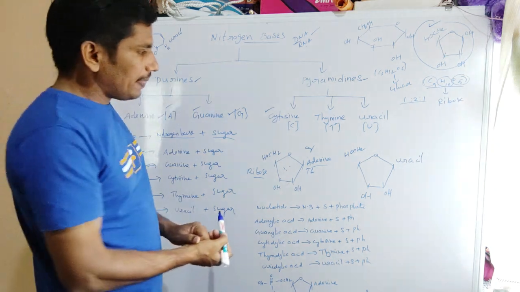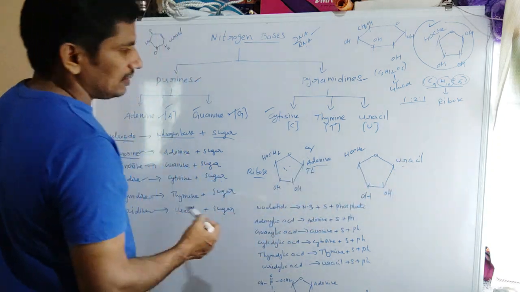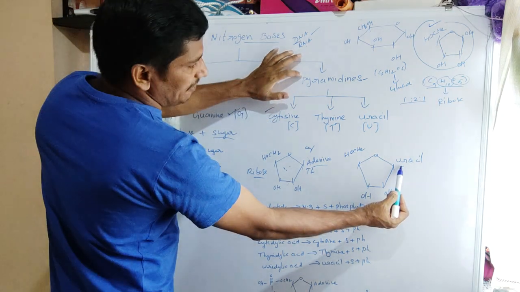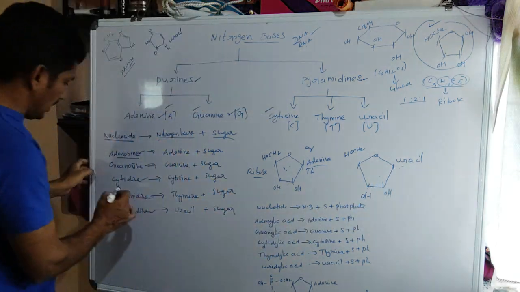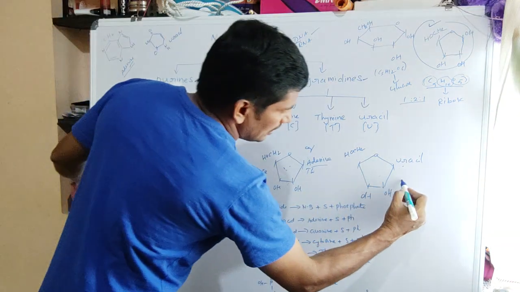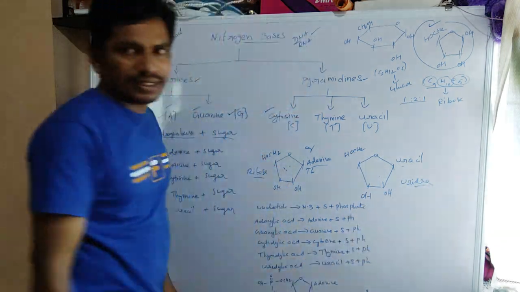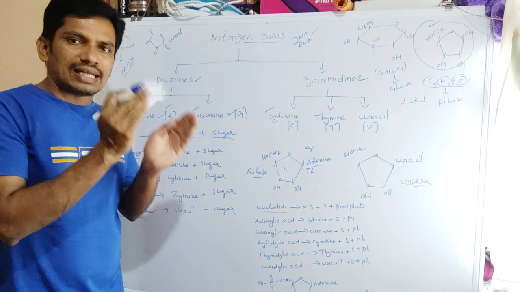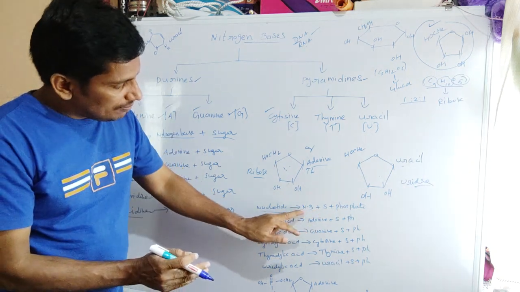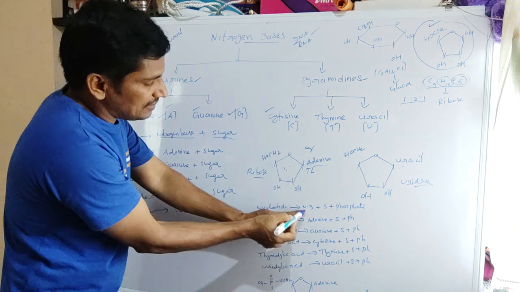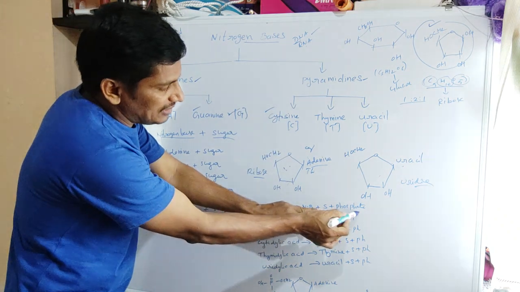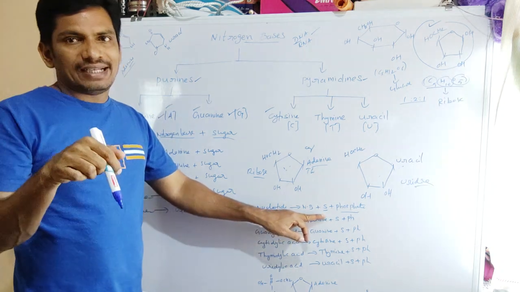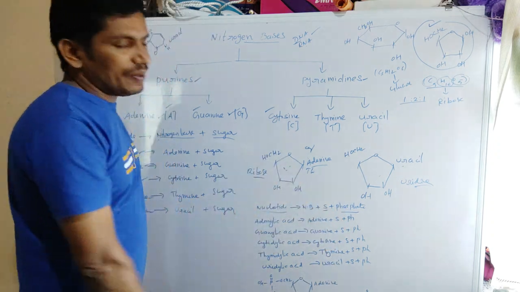In the same way, see here, this is uracil. Uracil is a nitrogen base which comes under the pyrimidines. Pyrimidine plus ribose is known as uridine. This is the structure of uridine. Got it? Now here, nucleotides. A nucleotide consists of a nitrogen base plus sugar plus phosphate. Here a phosphate should be extra. Phosphate should be in a nucleotide. Here the phosphate is extra.